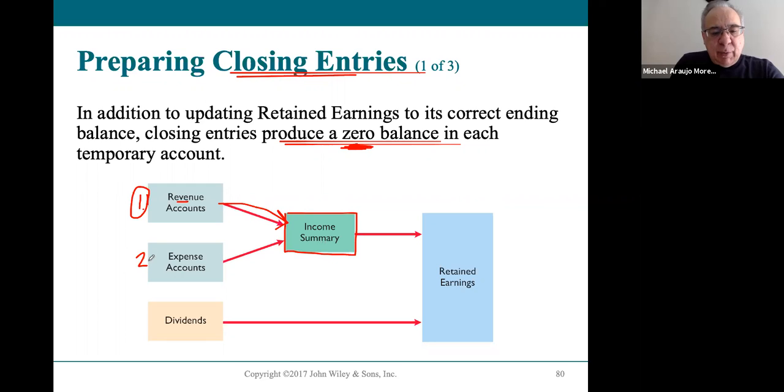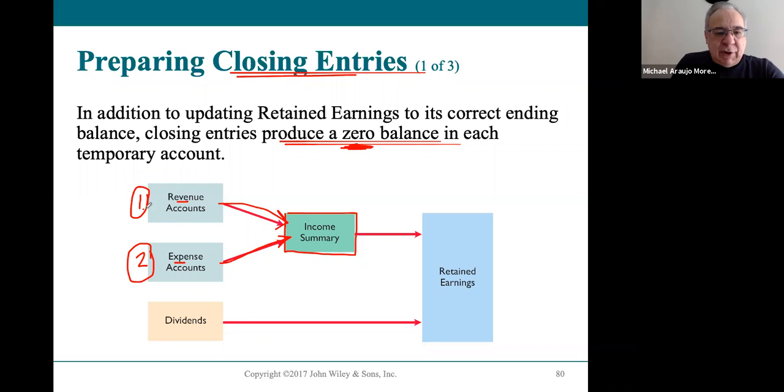The second thing we do is we close all our expense accounts. Now, expense accounts have balances on their debit side, as you know. So to close an expense account, both sides have to be equal. So we're going to be crediting each individual expense account and moving the total up to income summary.